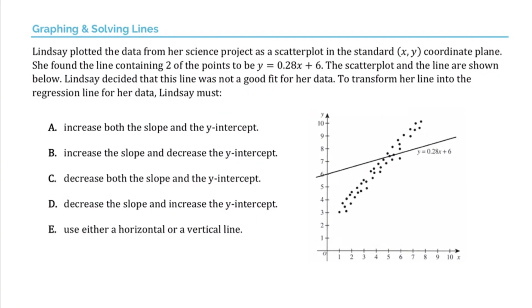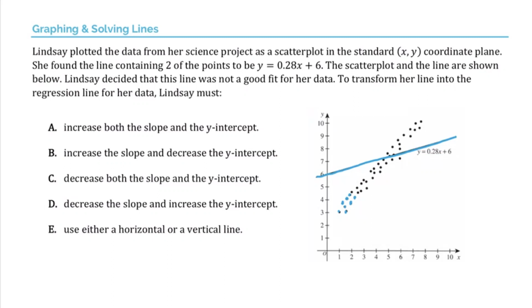Lindsay plotted the data from her science project as a scatter plot in the standard XY coordinate plane. A scatter plot is basically what you see below, where it has all of these little dots here, here, here. Those are all data points of whatever she's plotting. She found the line containing 2 of the points to be this line right here, y equals 0.28x plus 6. She's basically trying to say, hey, this line is supposed to represent what my data look like. The scatter plot and the line are shown below.